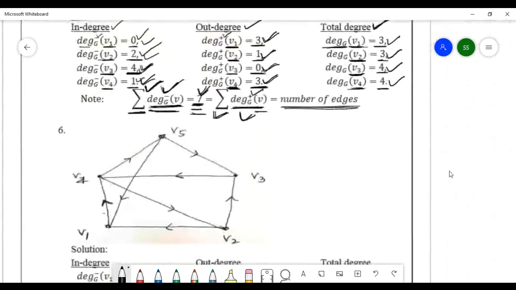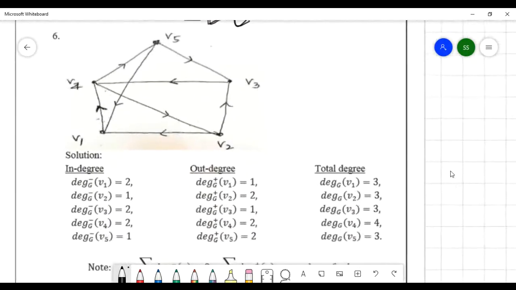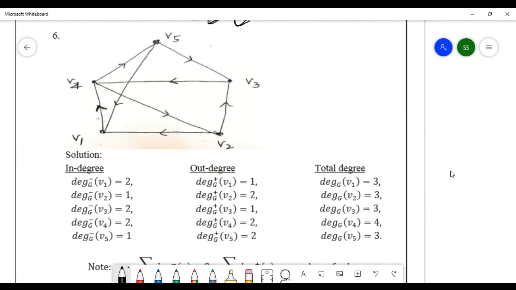Now come to this question. Question number 6. Here the graph is given. You have to find, and you can see this is a directed graph. This graph G is directed, the edge directions are given. So the solution here: first you find the in degree. In degree means the arrows coming in.